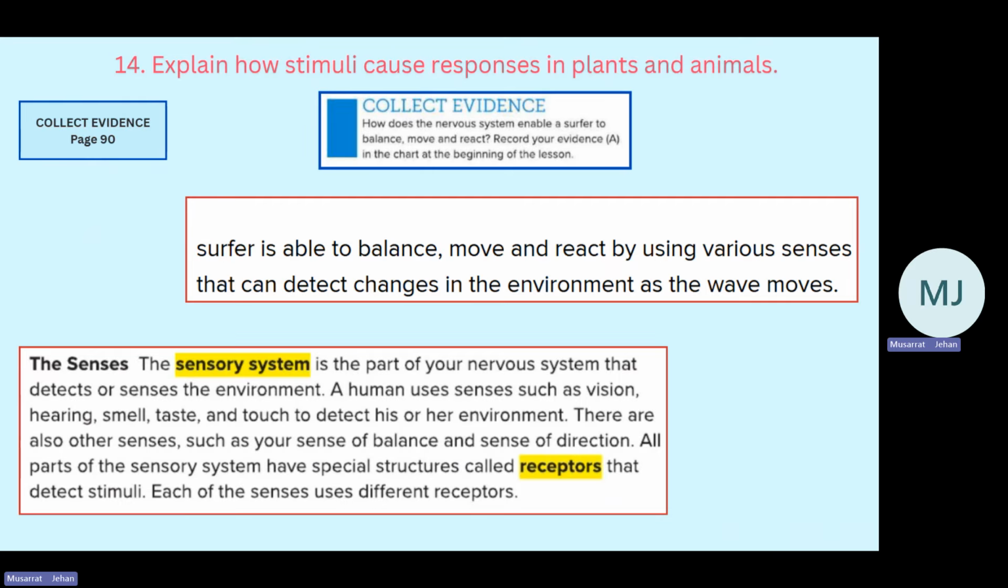Each of the senses has different receptors. For example, vision, eye. The receptors are photoreceptors because they help us to detect the light, the color. Then the ear has auditory receptors. Then the nose has chemical receptors. The taste also has chemical receptors, and mechanical receptors for touch in the skin.